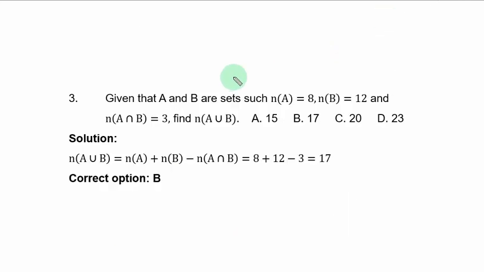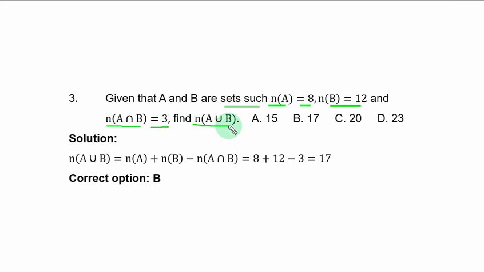Question 3. Given that A and B are sets such that number of elements in set A is equal to 8, number of elements in set B is equal to 12, and number of elements in intersection of A and B is equal to 3. Find the number of elements in A union B.